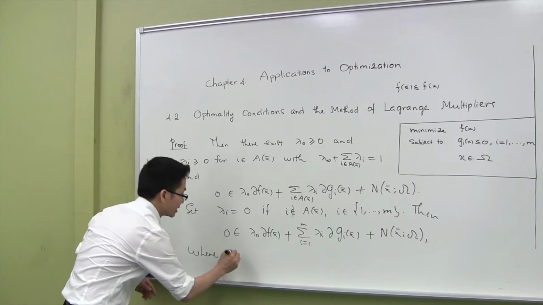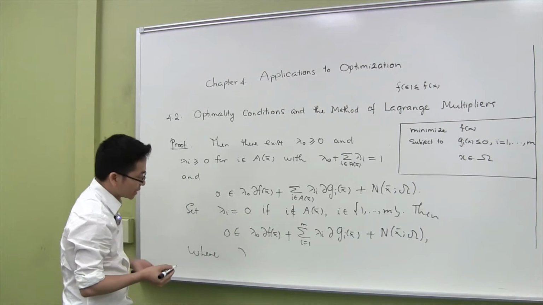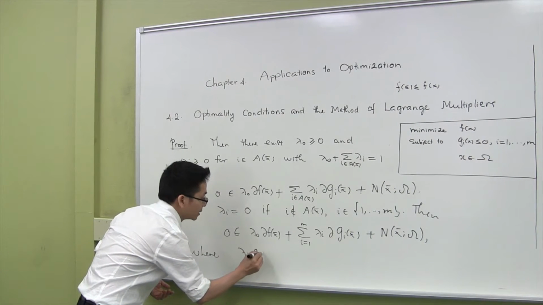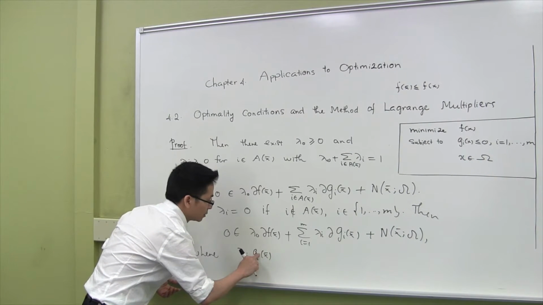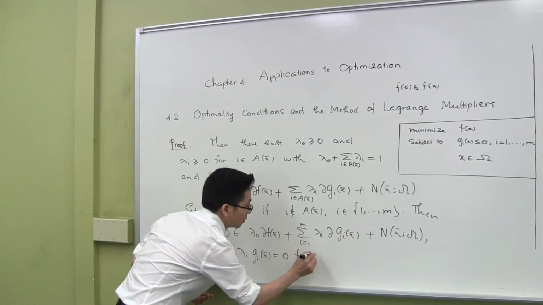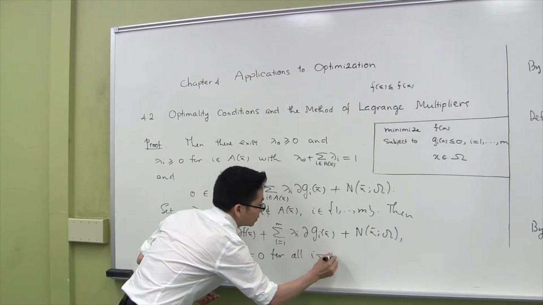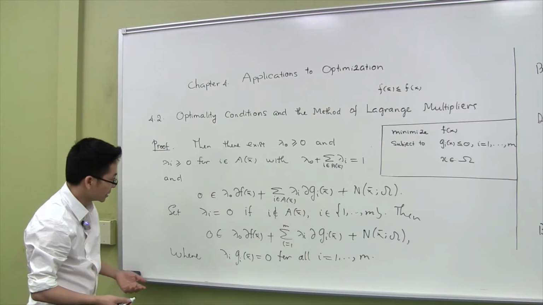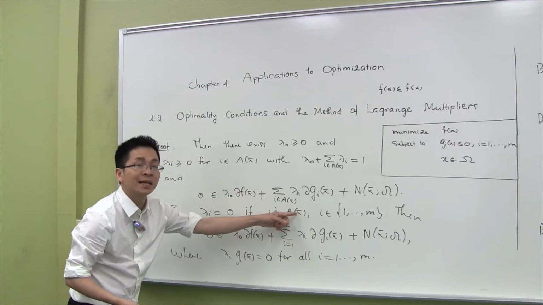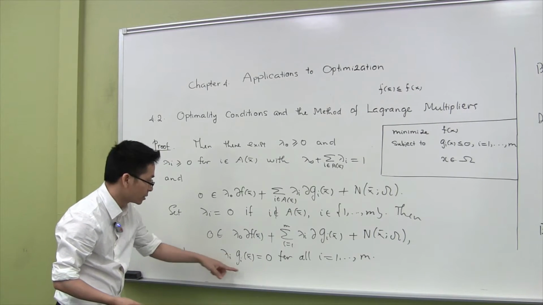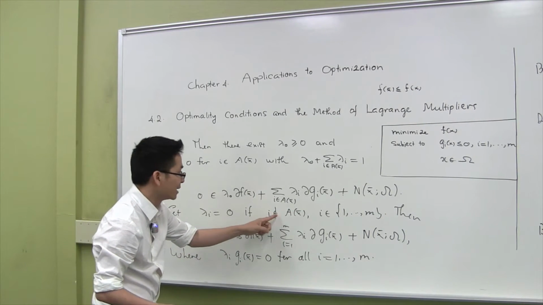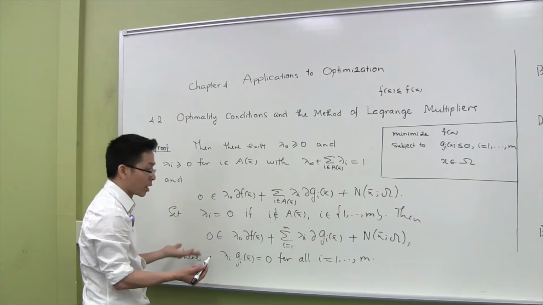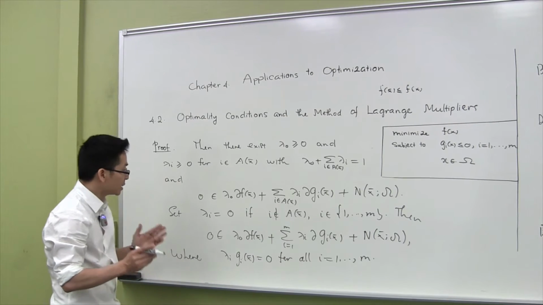we also observe that the complementarity condition is satisfied. That is, lambda I Gi of x bar is equal to 0 for all I from 1 to m. Okay, this is true because of the following reason. If I is not in A of x bar, then lambda I is 0, so this is 0. Now, if I is in A of x bar, then Gi of x bar is 0, so the product is also 0.